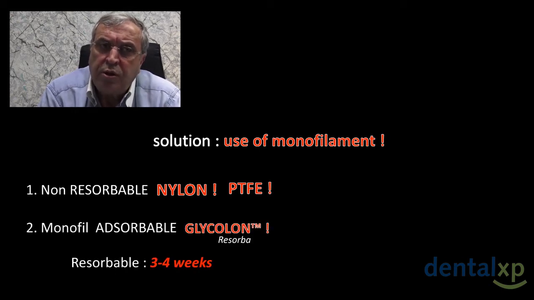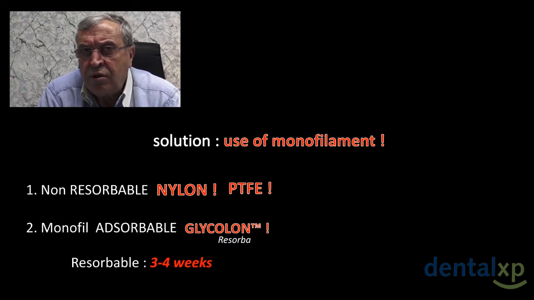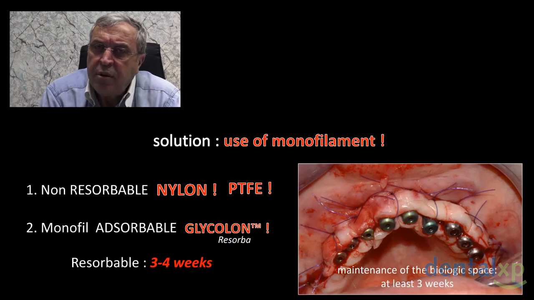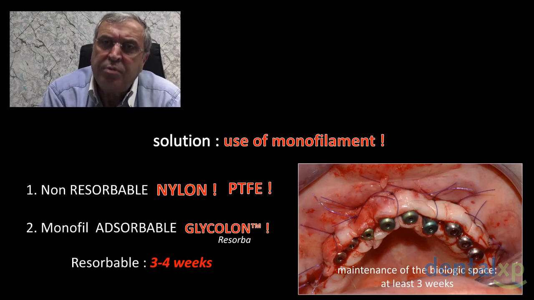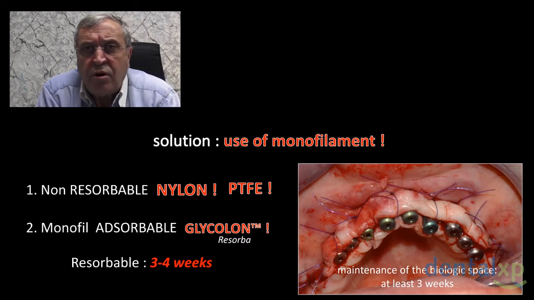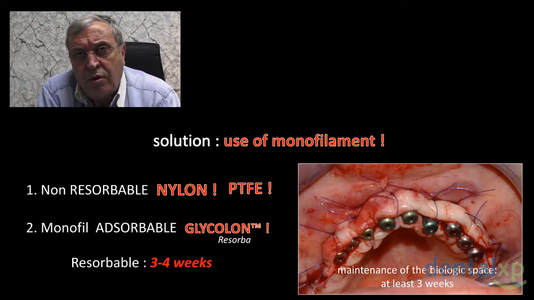But we have another solution. Another good solution is to use an absorbable monofilament, which is glycolon. The resorption of this suture is 3 to 4 weeks. It depends on the size. But you will not need to remove it, and you will stay the time needed to get a good reattachment of the periosteum. And if you have a good reattachment, maybe you will get a good keratinization.